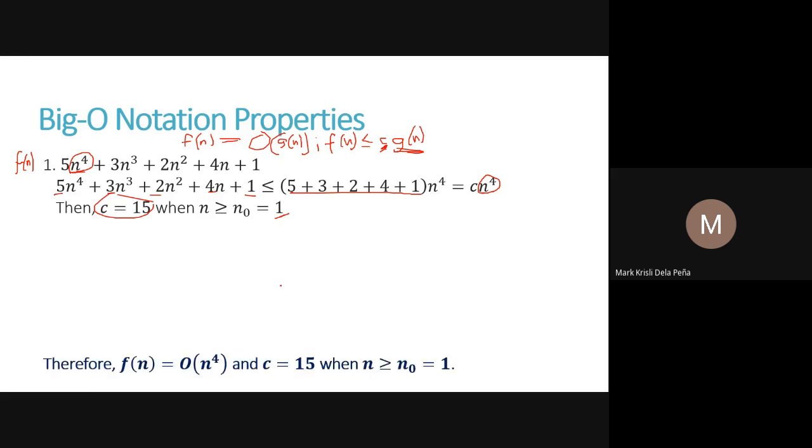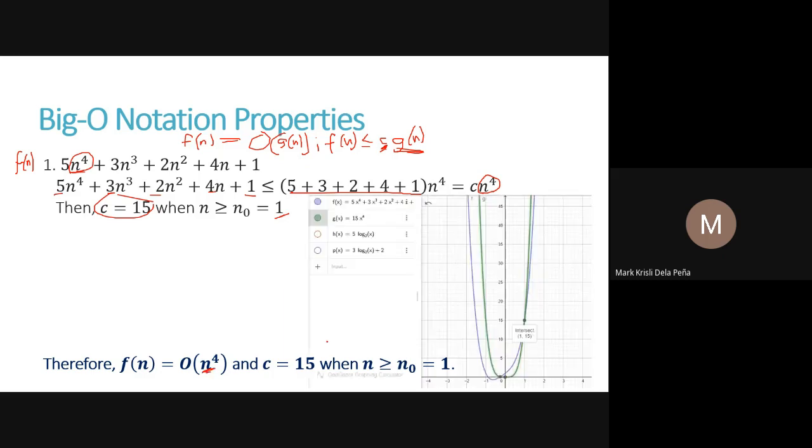So therefore, the big O of our function is n to the fourth. Now let's graph it. I graph it again using GeoGebra. So again, use this. This is our f of n, and this is our g of n. If you take a look at this, they intersect at 1. Okay, n is equal to 1.